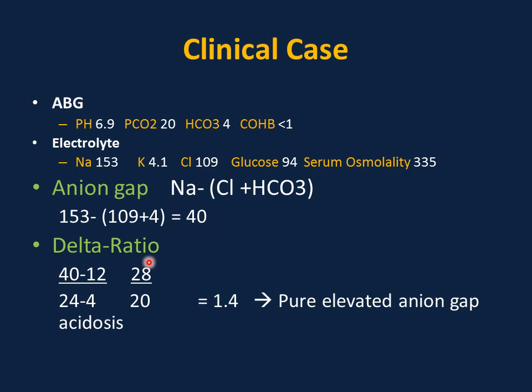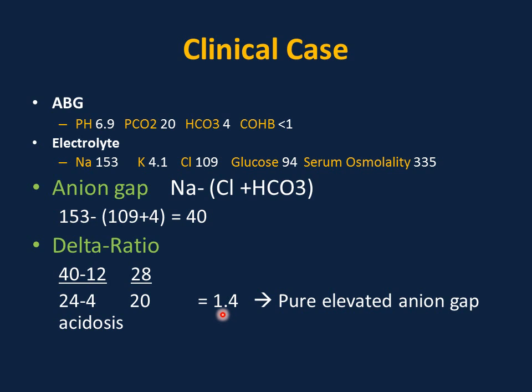So the delta ratio here is the measured anion gap minus the normal anion gap. The measured anion gap here is 40 minus 12, which is the normal anion gap, over 24, which is the normal bicarb, minus the measured bicarb. The measured bicarb here is 4. So 40 minus 12 is 28. 24 minus 4 is 20. If you divide these, it is 1.4. So this falls under the category of delta ratio between 1 and 2.